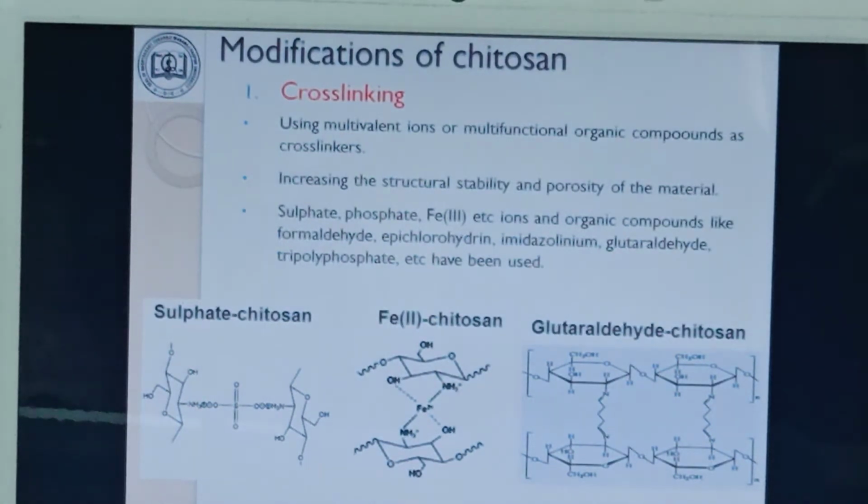But in order to enhance the adsorption capacity of chitosan, various modifications have been suggested. The first modification, which is the simplest type of modification in chitosan, is cross-linking. Using multivalent ions or multifunctional organic compounds as cross-linkers, we can cross-link the chitosan chains to enhance stability. The structural stability and porosity of the material increase because of cross-linking. For example, sulfate and phosphate, which are multivalent anions, and iron, which is a multivalent cation, as well as organic compounds like formaldehyde, epichlorohydrin, etc., can be used as cross-linkers. Various chitosan chains get cross-linked with either the multivalent ions or the organic molecules, and this leads to a cross-linked structure.